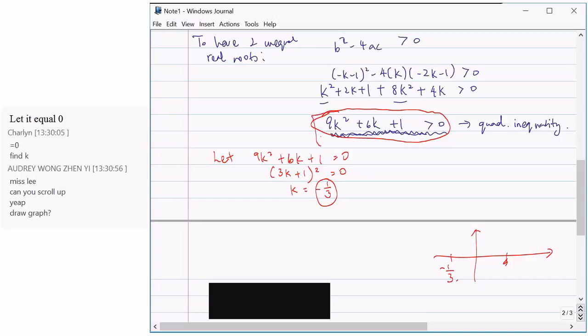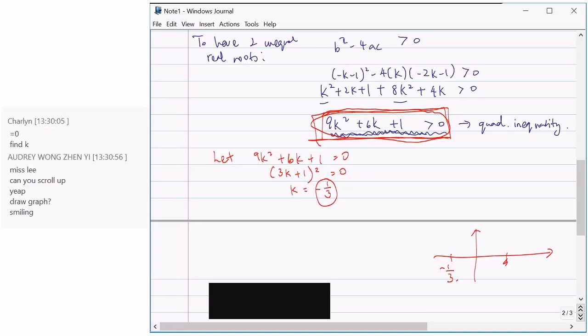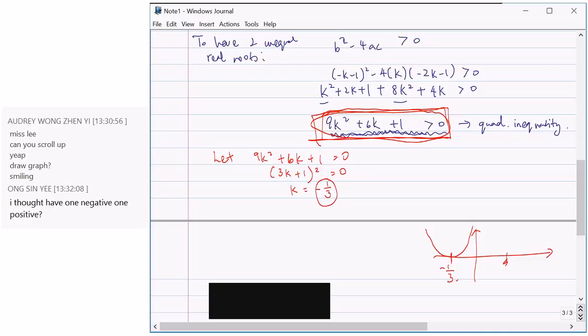Then looking at the inequality I'm solving, this is the inequality I'm interested to solve. Is this a smiling curve or a frowning curve, based on the inequality? Smiling, because it's 9k squared. So it looks like this. It only touches the k-axis once, at negative 1/3.